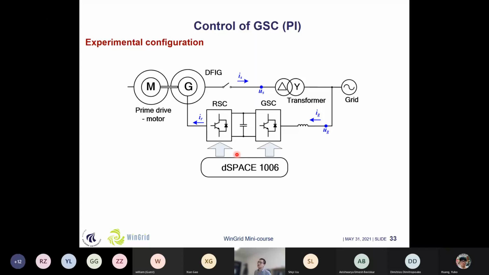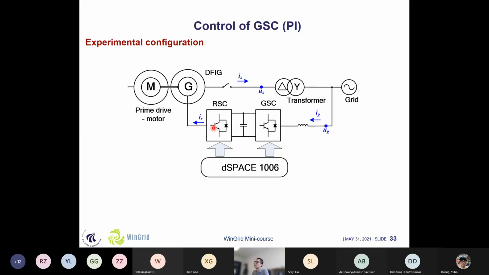Yeah, and now we can do some experimental validations in a downscaled system. So here we can see that for this 7.5 kilowatt system, the wind turbine is emulated by a prime motor. That means the generator is driven by another prime drive in advance. And here we use a Danfoss power converter that consists of this back-to-back power converter. And here we use dSPACE as the control system, which is very easily linked to these Simulink simulations.